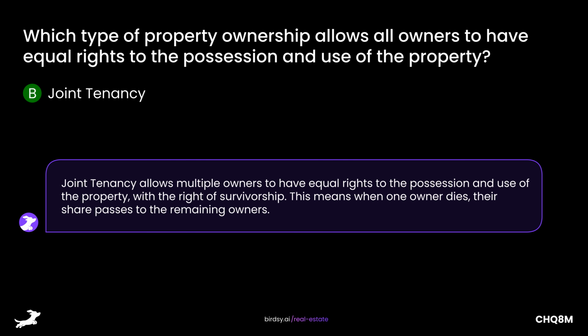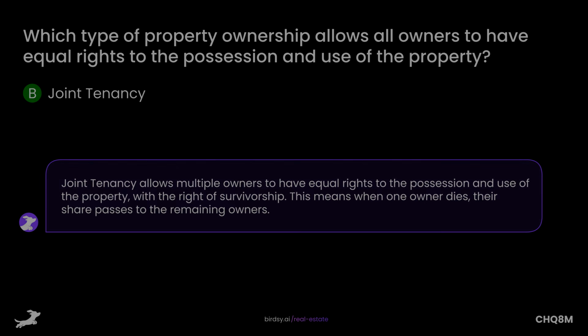Joint tenancy allows multiple owners to have equal rights to the possession and use of the property with the right of survivorship. This means when one owner dies, their share passes to the remaining owners.